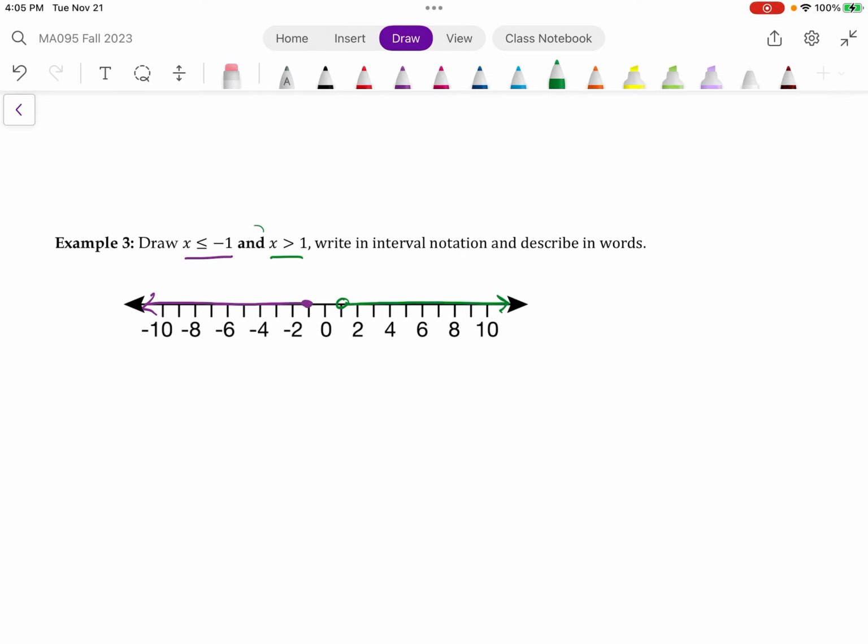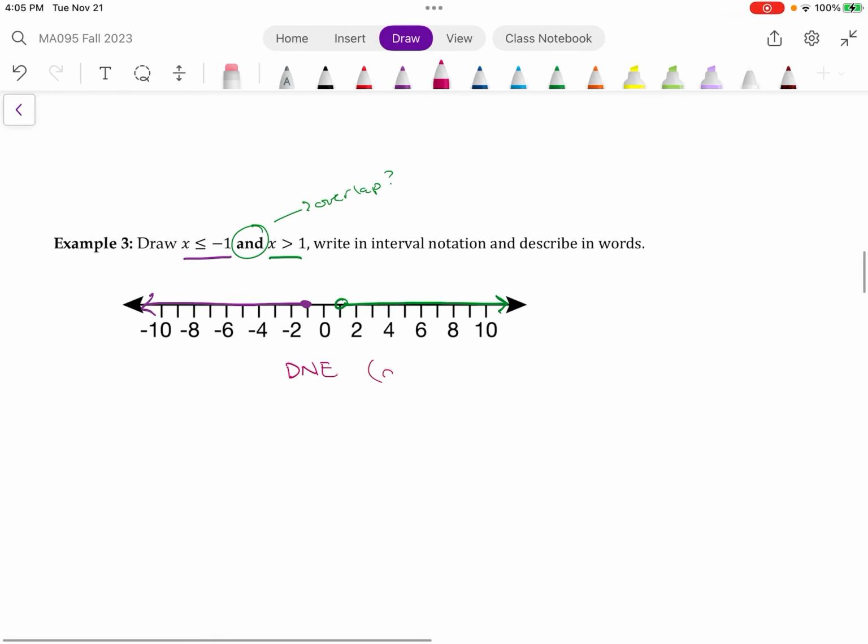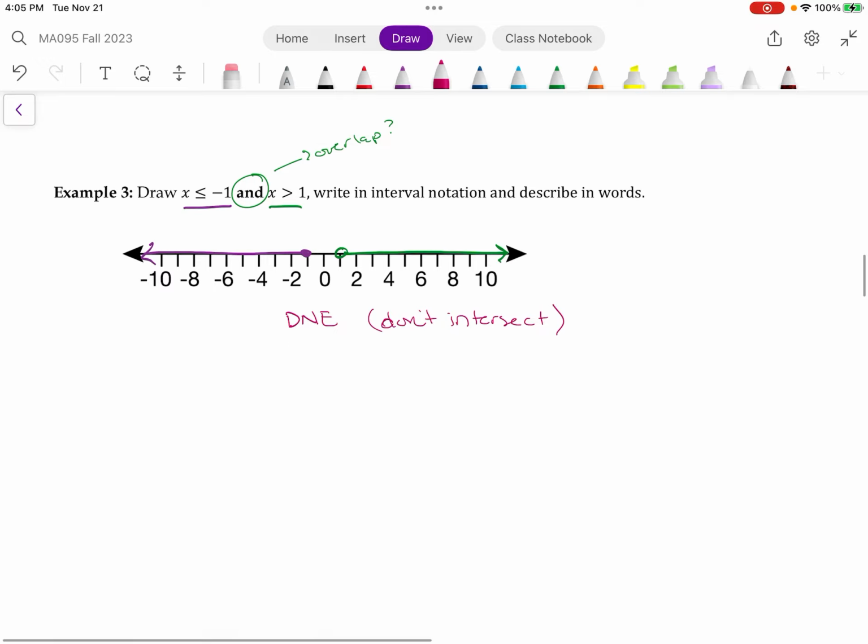All right, so the question is "and." In other words, where do they overlap? Well, they don't overlap. So the solution does not exist. There is no solution because of "and," because it is where they intersect. So let's write that. They don't intersect. They don't overlap, however you want to write it, whatever makes sense to you. All right, so there's no solution to that one.